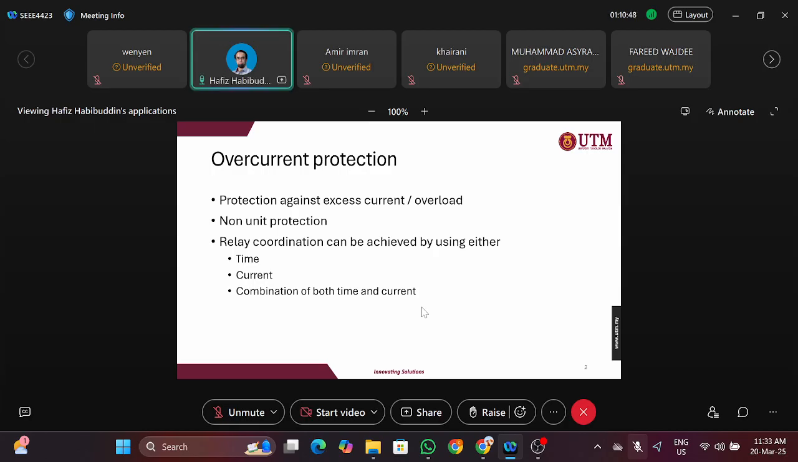It falls under the non-unit protection category, and if it is non-unit protection, you might see some overlapping of boundaries of two or more protection systems. So when there's an overlapping, you need to do some coordination.